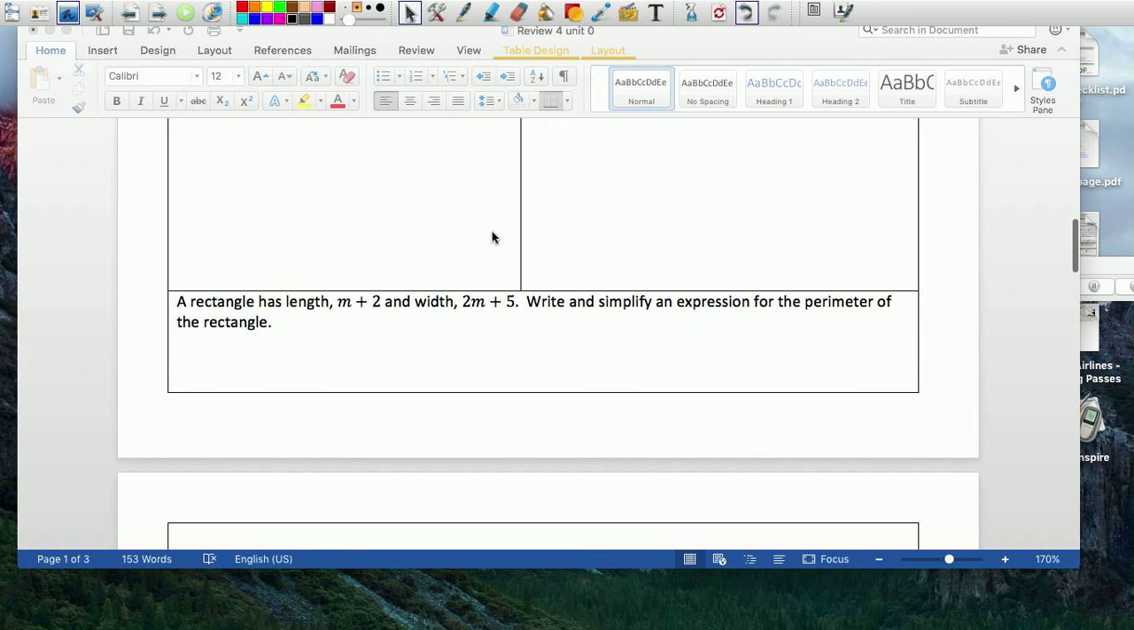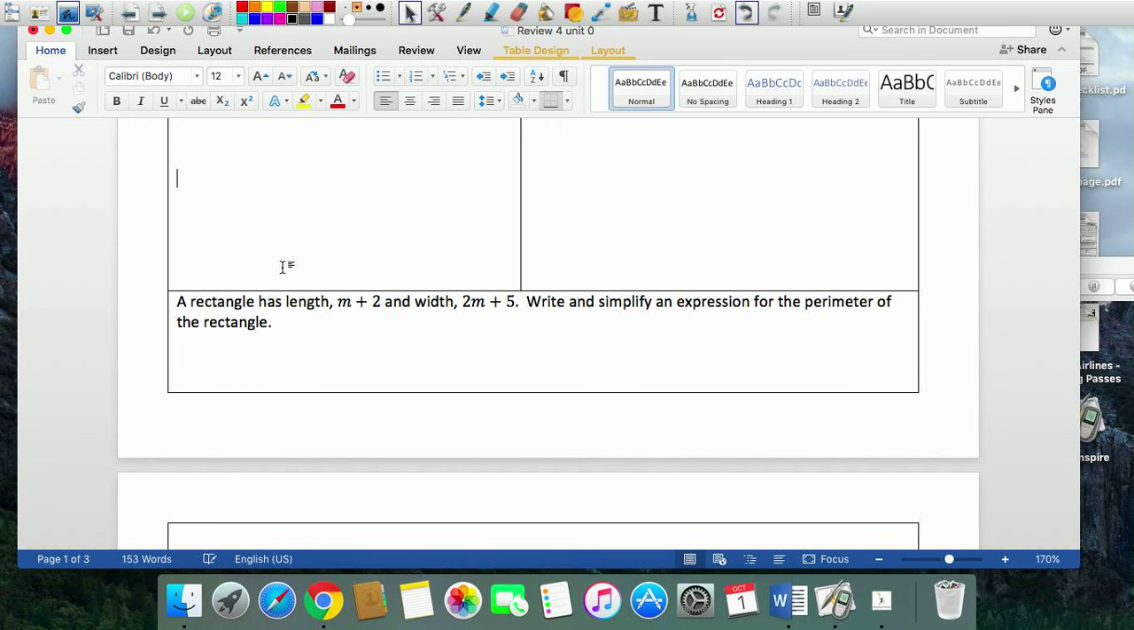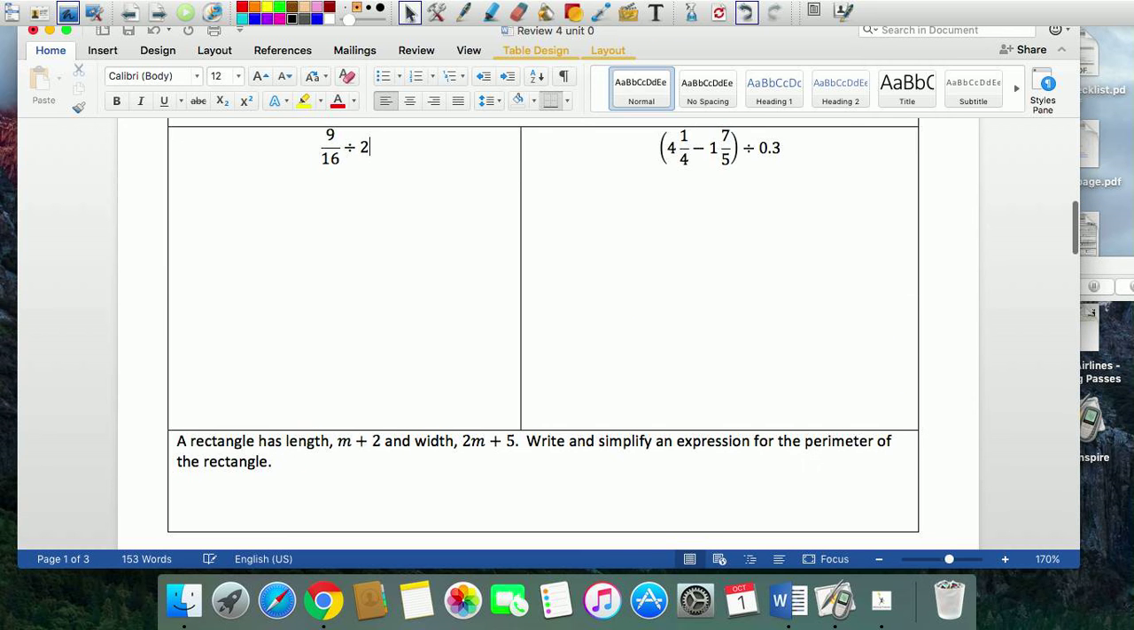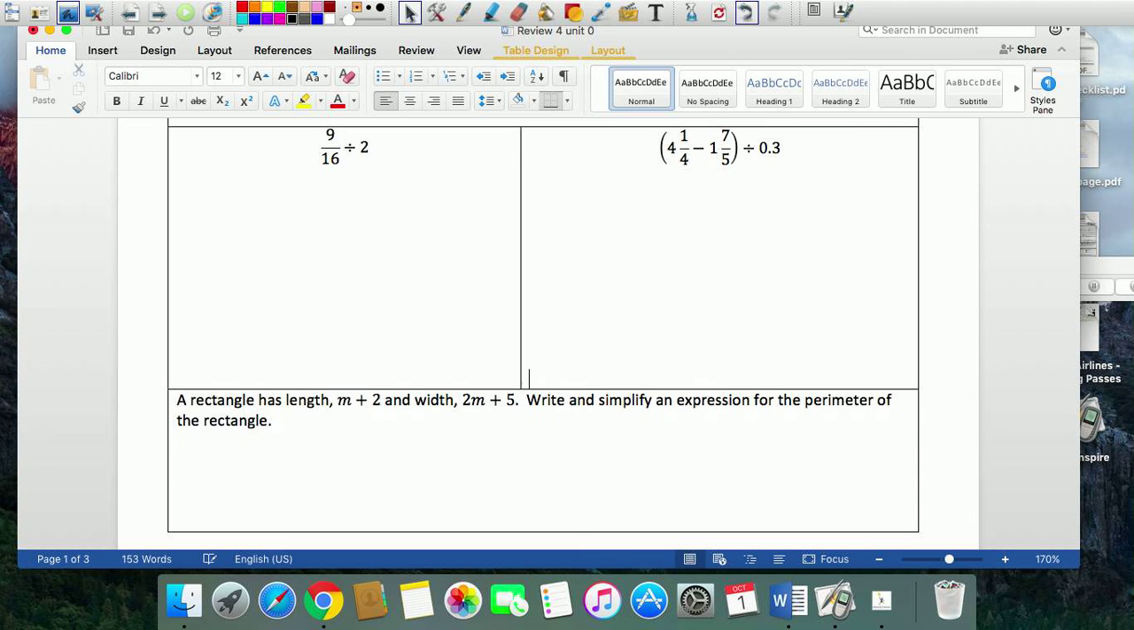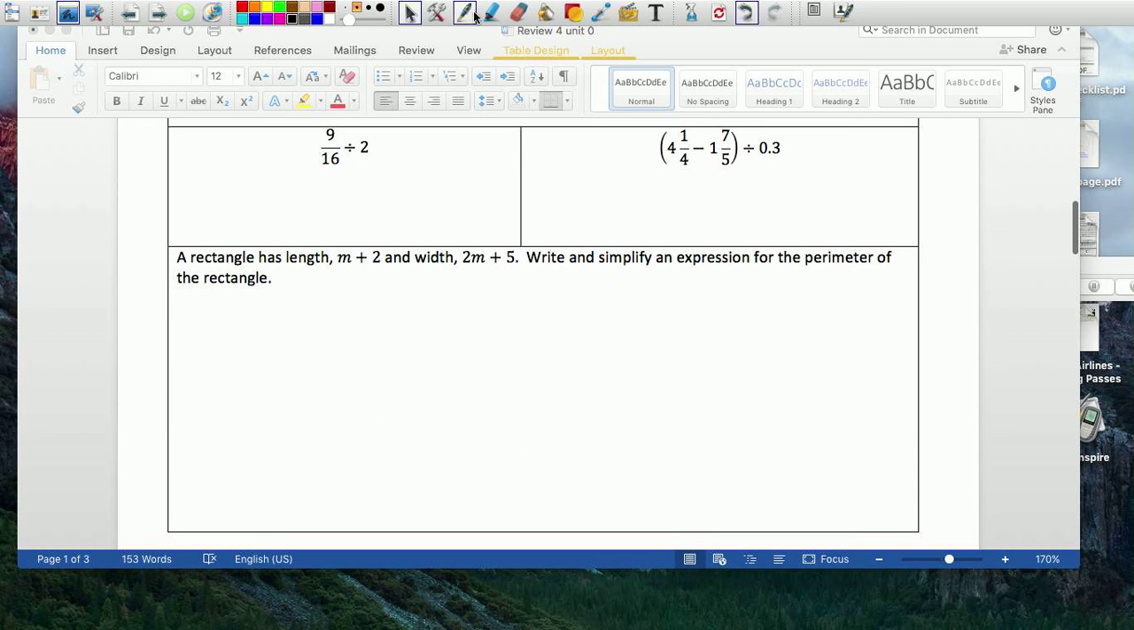Bottom, a rectangle. So again, like this one, it's nice if you can. Actually, let me bring this up. I can draw a rectangle, right? So we want to find the perimeter of the rectangle. So here's a rectangle.